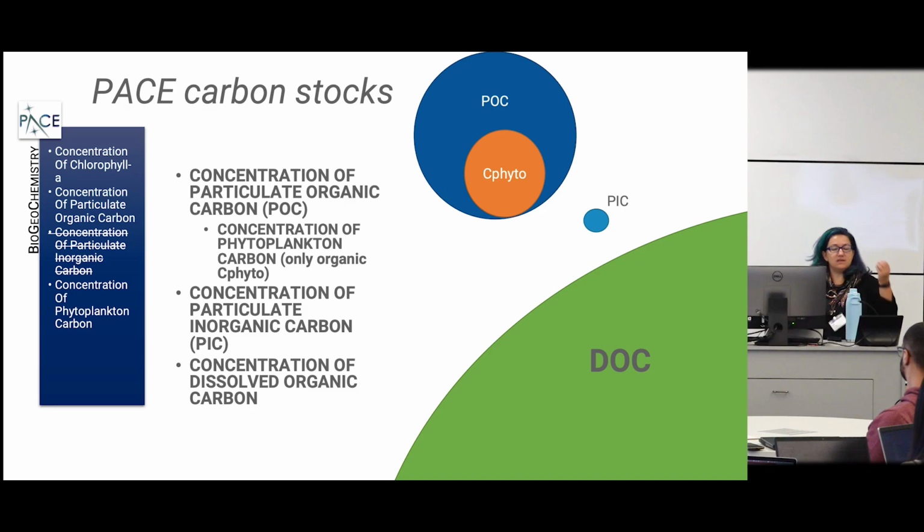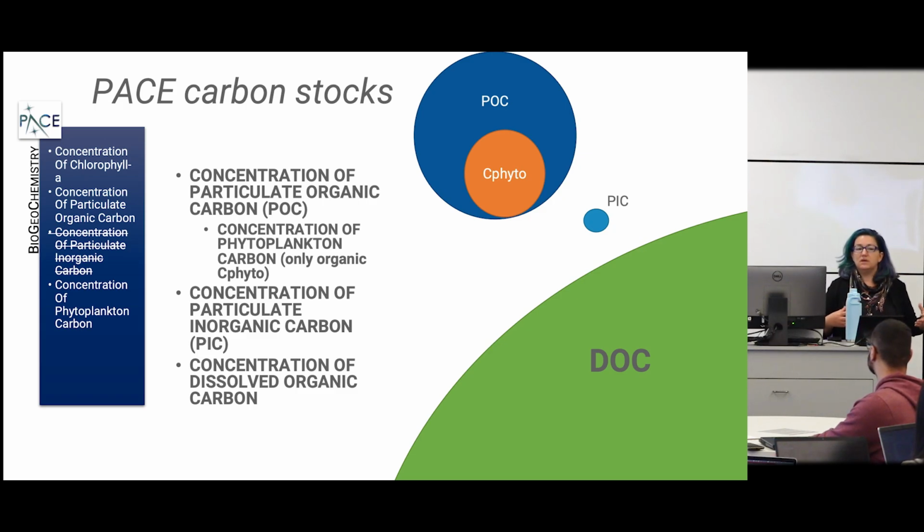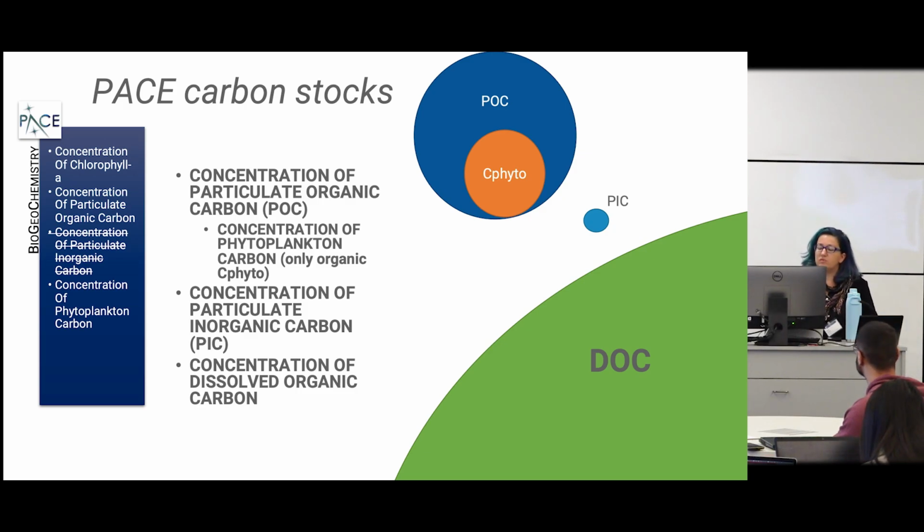And then there's PIC that is really, really teeny tiny, and that's particulate inorganic carbon. That's your calcium carbonate that is in the shells of some of the phytoplankton or some of the zooplankton, some that just resuspended by the corals and things like that. We don't care about it too much, but it's really important because it has this really tricky role when it comes to the carbon cycle in the ocean.